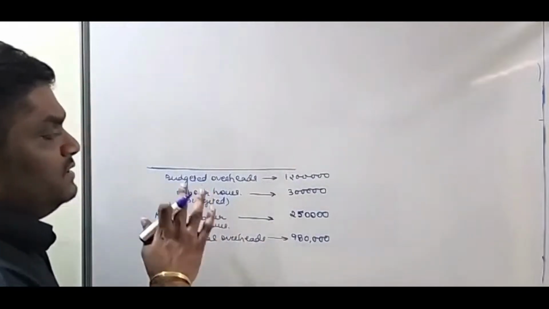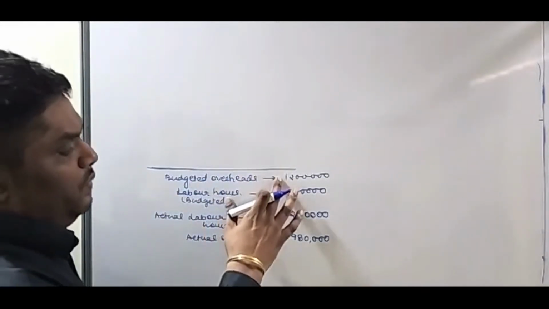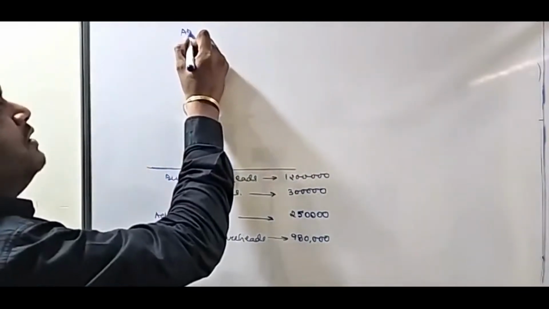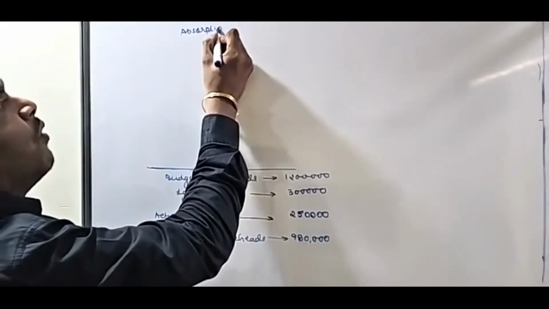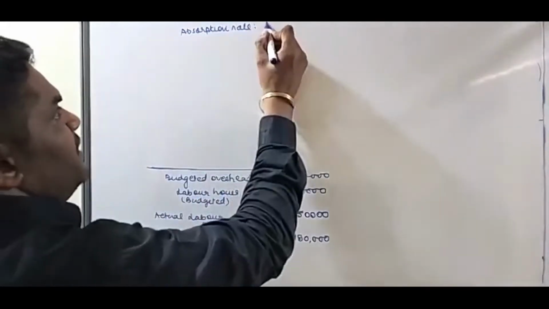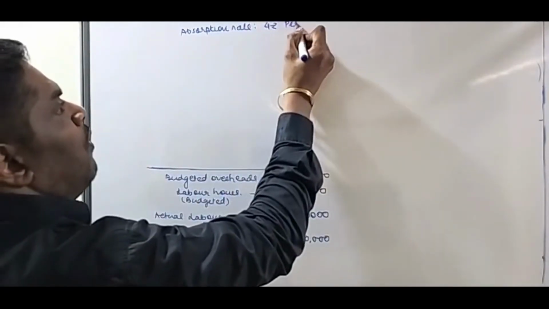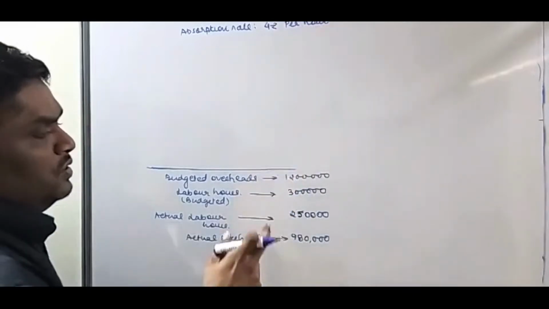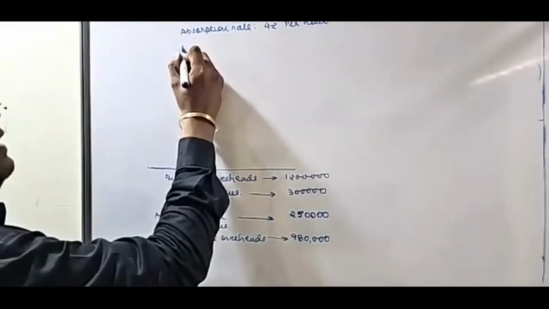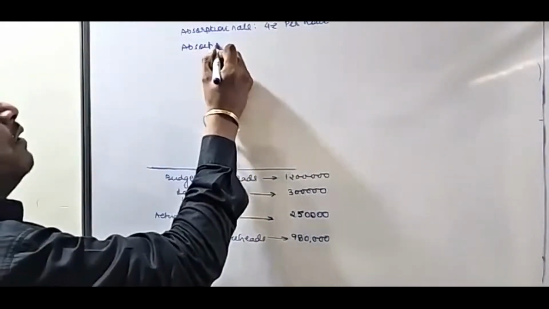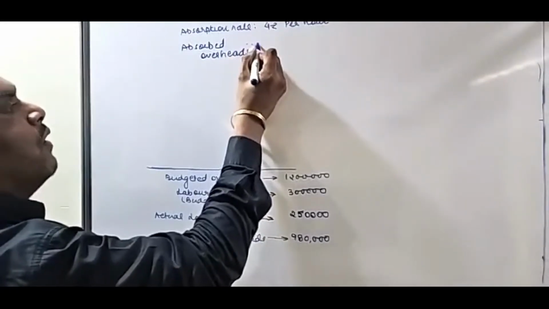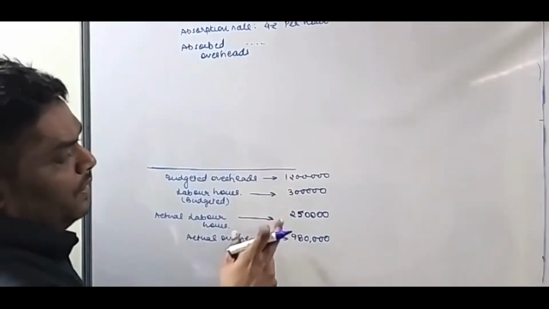Again, I repeat, guys. First of all, the budgeted overheads are 12 lakh and budgeted hours are 3 lakh. So we will first calculate the absorption rate. That is rupees 4 per hour. So the first step is we calculate the absorption rate. Thereafter we'll calculate the absorbed overheads. It will be 10 lakh.